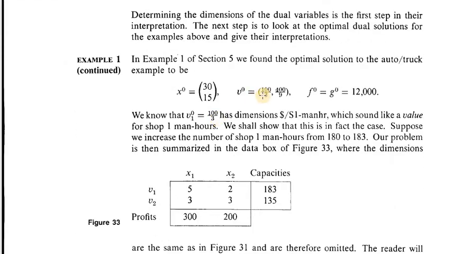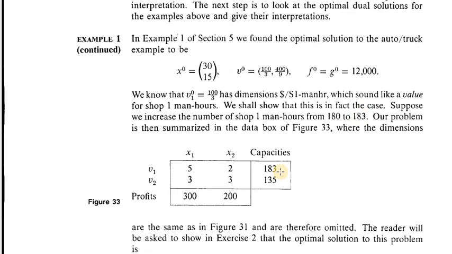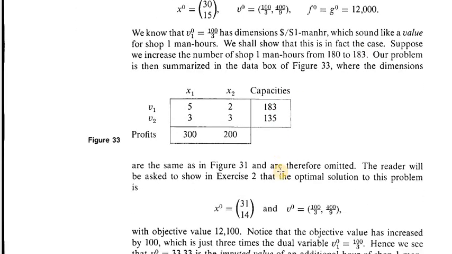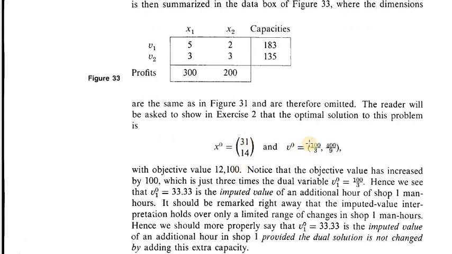If that's really the value of a man hour, then what you could do is increase the number of man hours from 180 to 183. Now V1 is the number of shop 1 man hours. So if you increase the number of shop 1 man hours from 180 to 183, and if you did solve the new problem, you would get a new solution and a new value for the objective function.